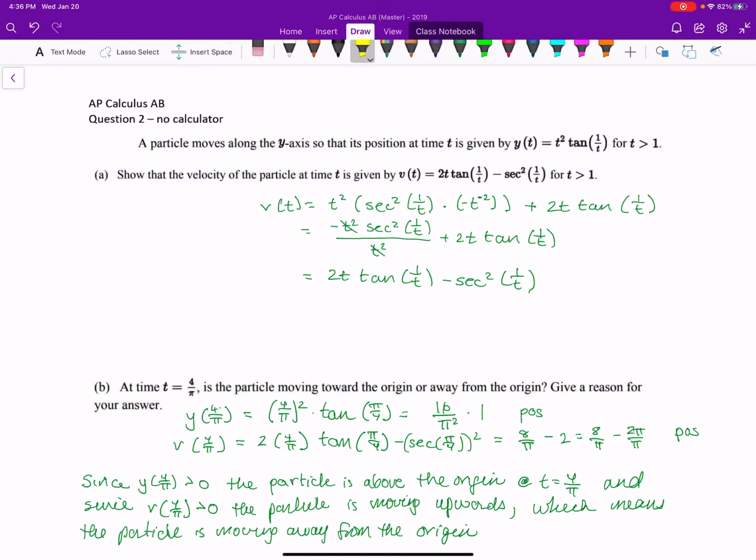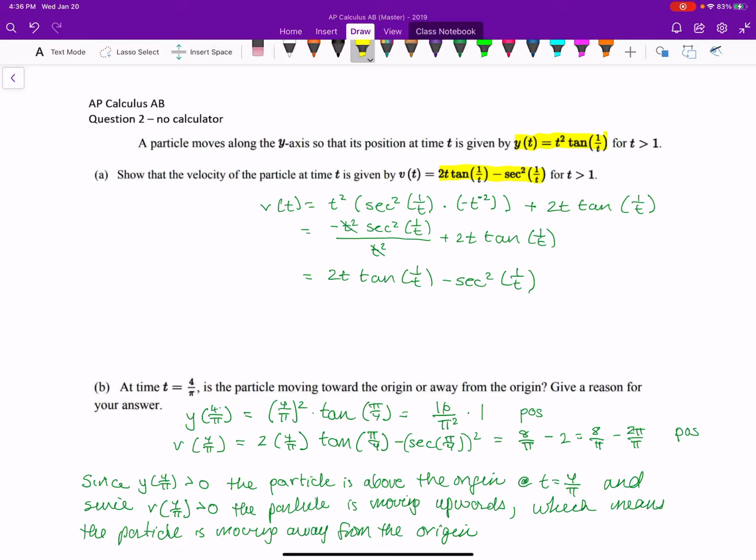Unit 4 homework FRQ question 2 is a particle motion problem again, but in this case we're moving along the y-axis. So instead of describing it as left and right, we have to describe it as up and down. The first one is to show that we end up with this function as velocity here. That's just taking the derivative of the position function, which is given up at the top.